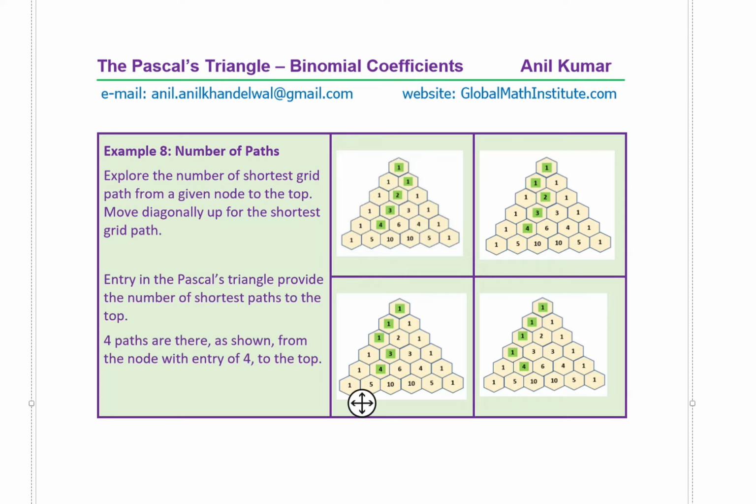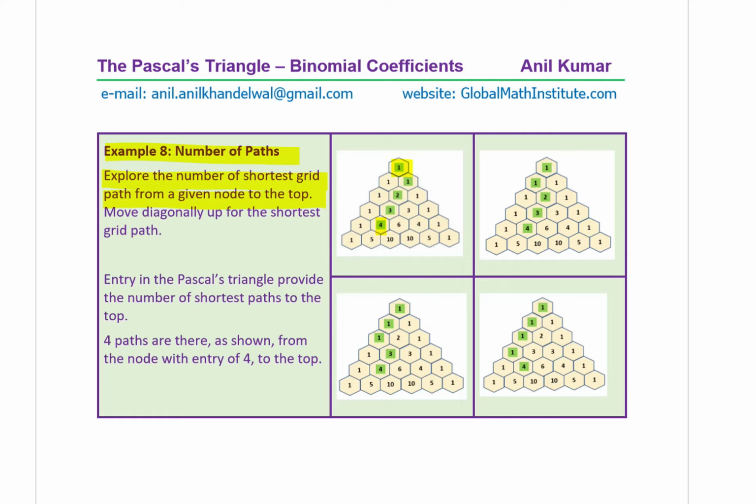Here is a huge property of Pascal's triangle. Here we say number of paths. So you can actually calculate the number of paths for a lot of movements. Explore the number of shortest grid paths from the given node to the top. So we are given, let's say, position 4. You have to go to the top from 4 to 1. How many ways can you go from 4 to 1? That is the question, right?